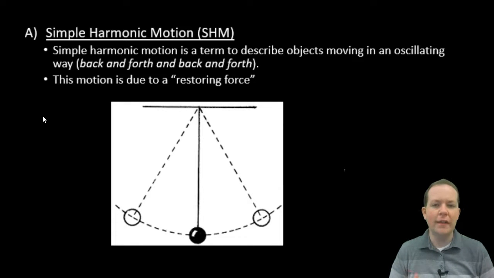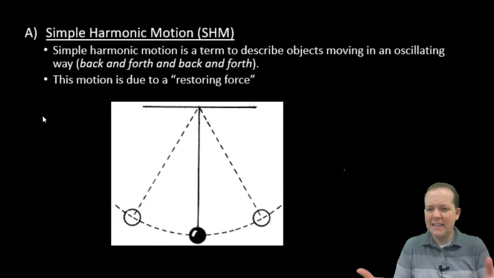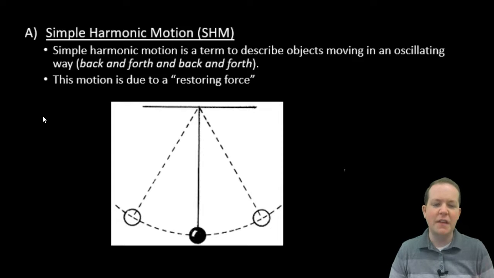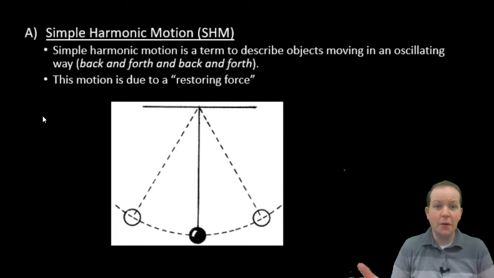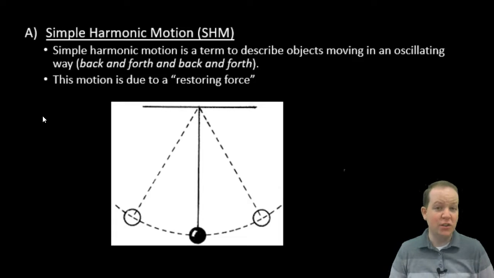Well, it's something we call a restoring force. To be honest, there are some more technical definitions for simple harmonic motion, but they all get to the same idea. It's an object that's moving in this oscillating, back and forth motion due to a force of some kind. For example, we're going to get into some more strict definitions of pendulums later on.